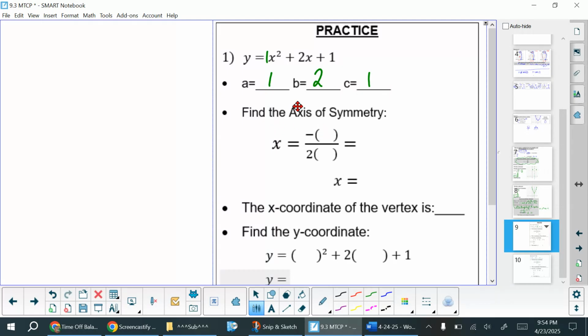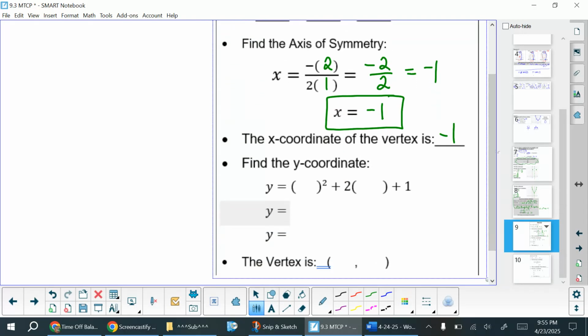To find my axis of symmetry, it is negative B, so negative 2 over 2A. A is 1. And I'm going to simplify this. Negative 2 is just negative 2. 2 times 1 is 2. And negative 2 divided by 2. Well, 2 divided by 2 is 1. One of them is negative, so it's negative. X equals negative 1. That is our axis of symmetry. What that also is, is the x-coordinate of the vertex. The x-coordinate of the vertex is negative 1.